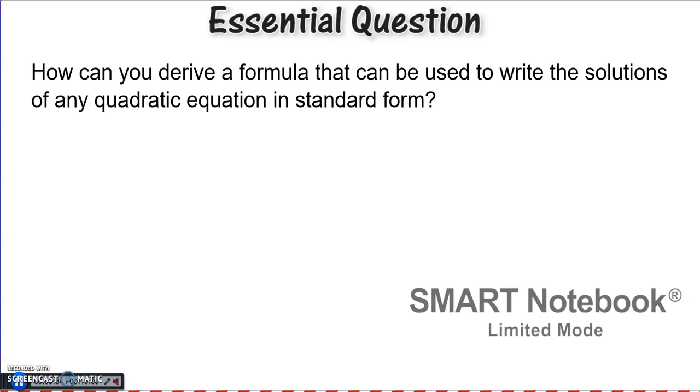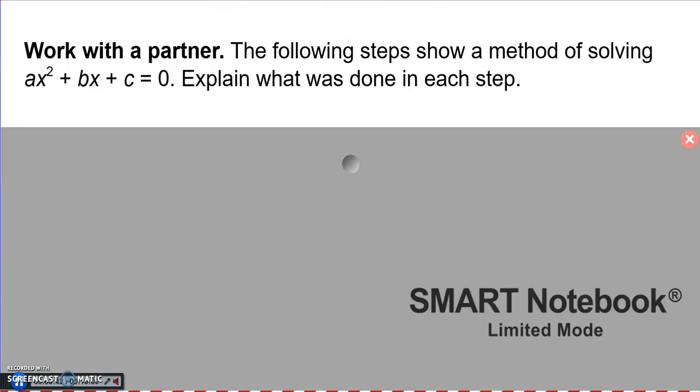So we have this very involved process that we're going to go through, and we're going to derive it, and then we're going to be practicing with it. So here we go. It says work with a partner, and we are going to be partners in this video. It says the following steps show a method of solving ax squared plus bx plus c equals 0, and explain what was done in each step.